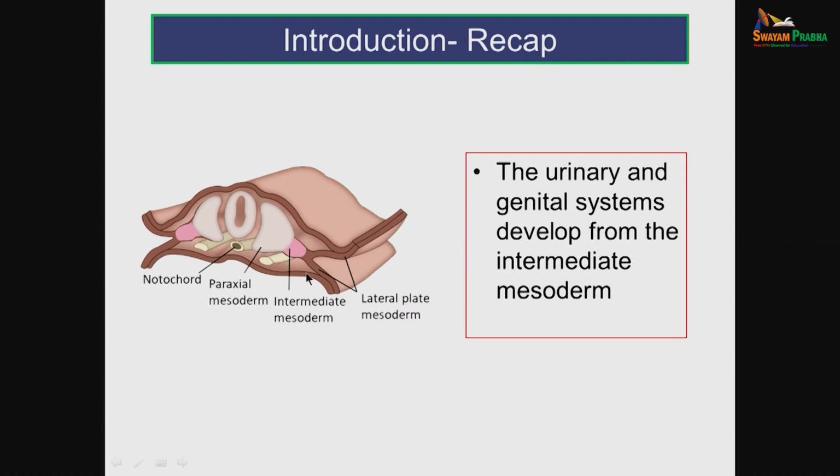We will focus on the intermediate mesoderm in this class, since the intermediate mesoderm is going to give rise to urinary and genital system. So, the urinary and genital system develop from the intermediate mesoderm, as has been pointed out in this picture.